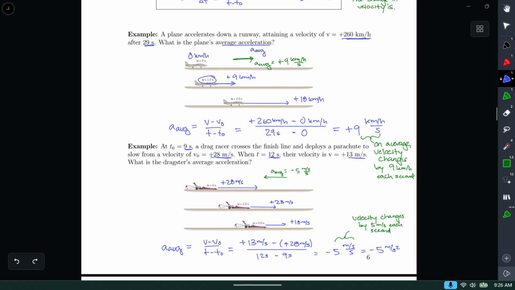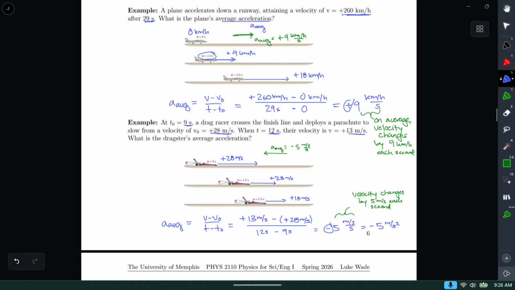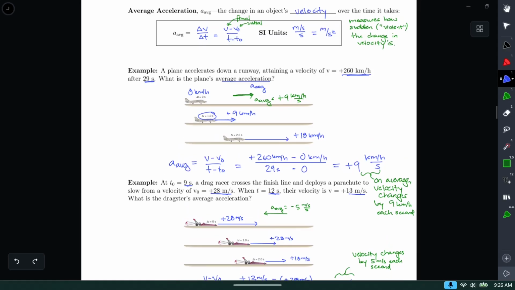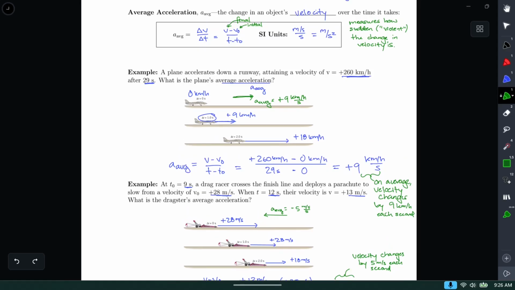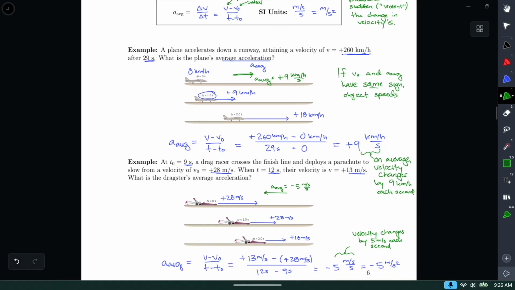So I know I'm out of time. I just want to write one more thing from these. I know looking at this, it's tempting to say that negative means slowing down and positive means speeding up for acceleration. But that is unfortunately not the case, at least not always. What is true is that if my initial velocity and the acceleration have the same sign, that means speeding up. So both positive or both negative.